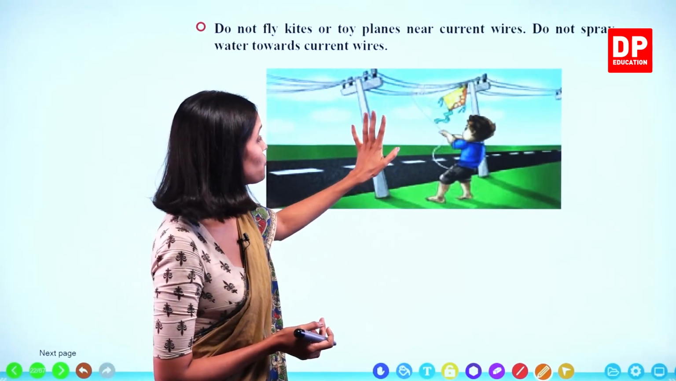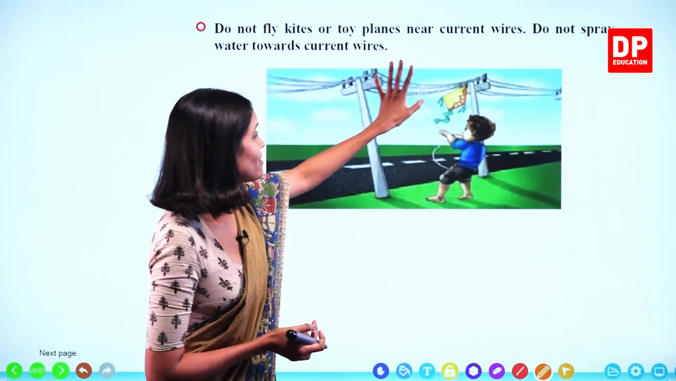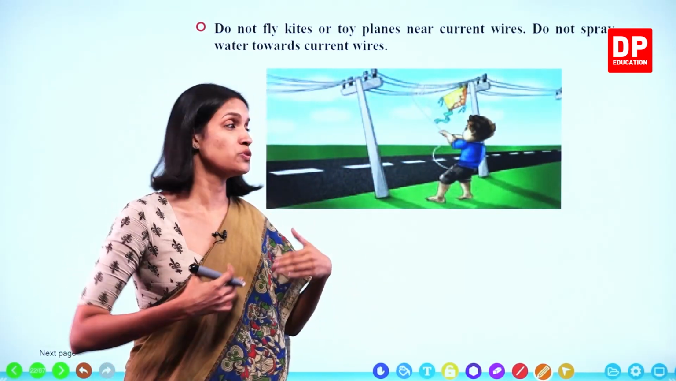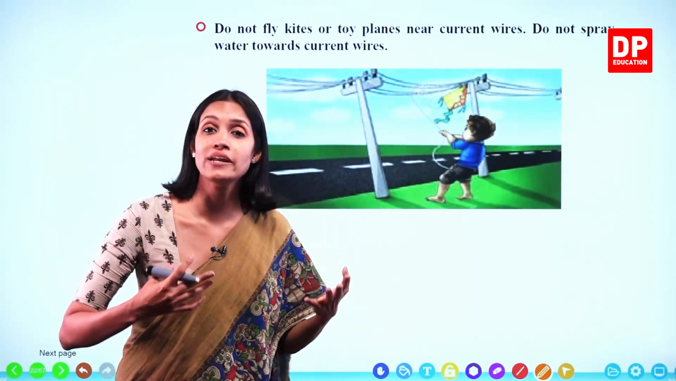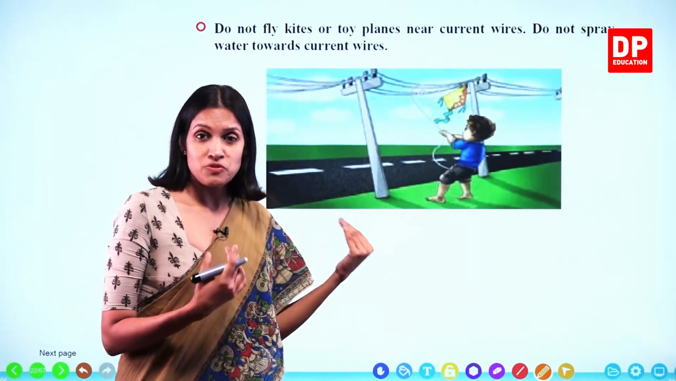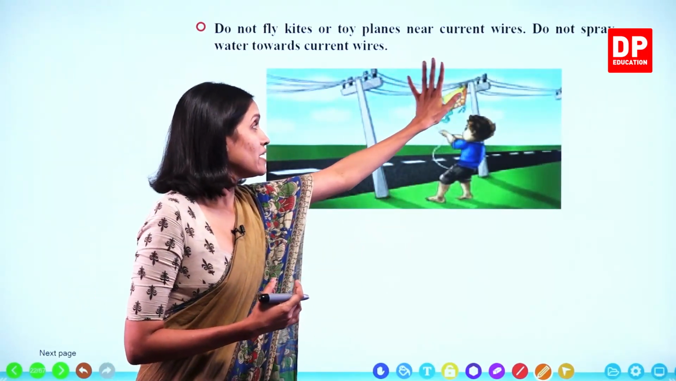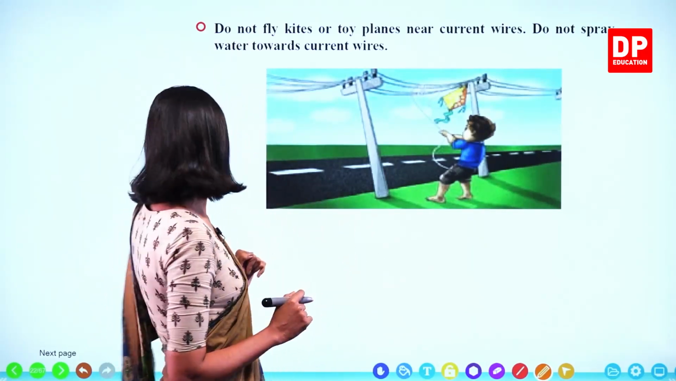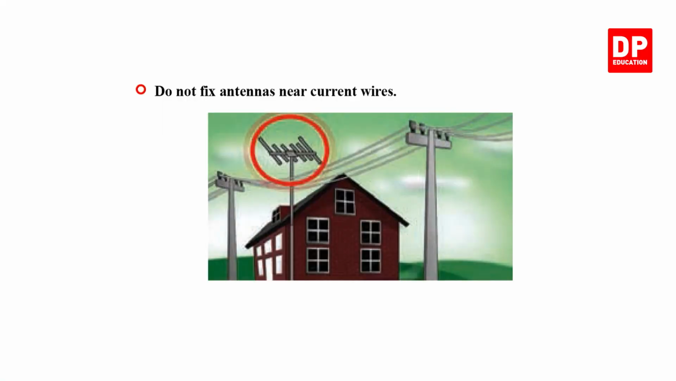Right, children? Therefore, you should not play around these types of electric wires. Right? As small children, you can go to some other place and play with your toys or kites and different types of other toys. But you should not play around these types of electric wires. Okay, children? Right. The next one.